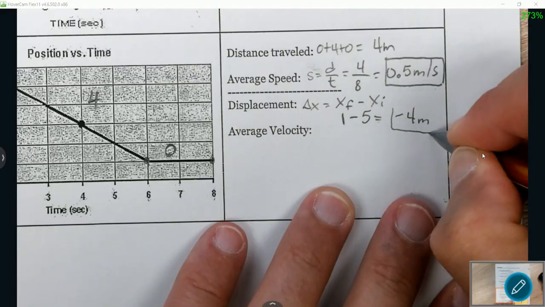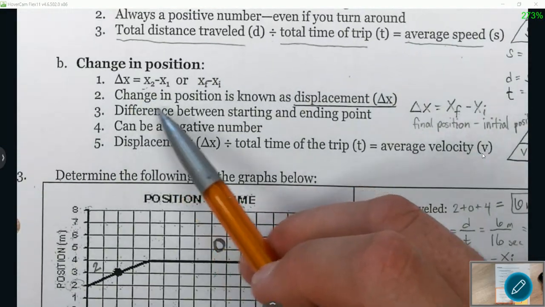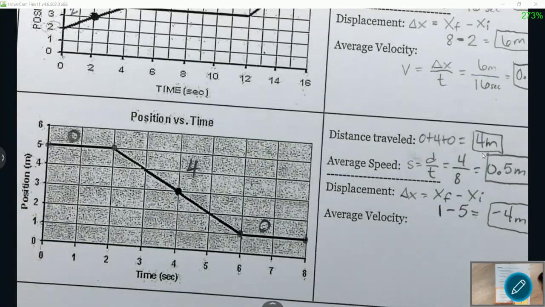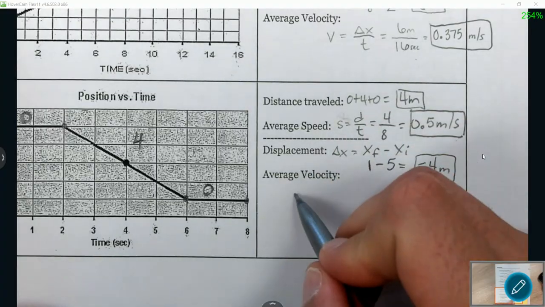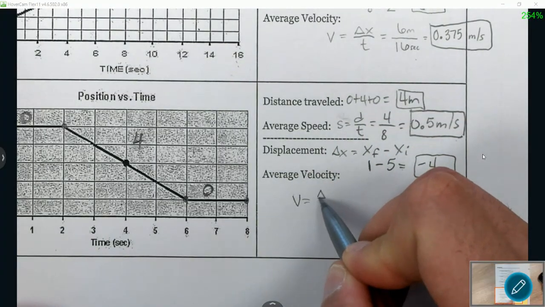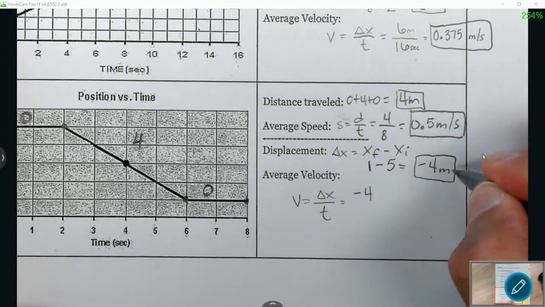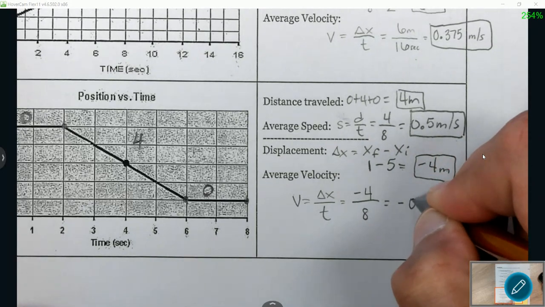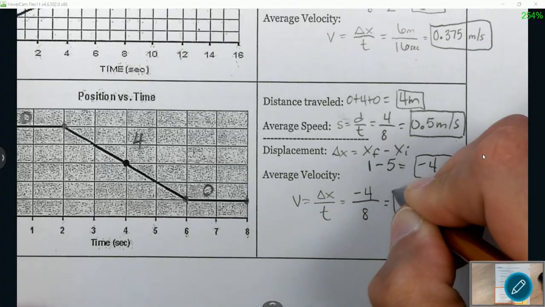Can we have a negative displacement? Change in position. It can be negative. So think about it as basically like negative is like to the left of where you started. All right, positive number would be to the right. And then so the average velocity, v is equal to delta x divided by t. So you will have negative 4 divided by 8 seconds, and that will give us negative 0.5 meters per second as our velocity.